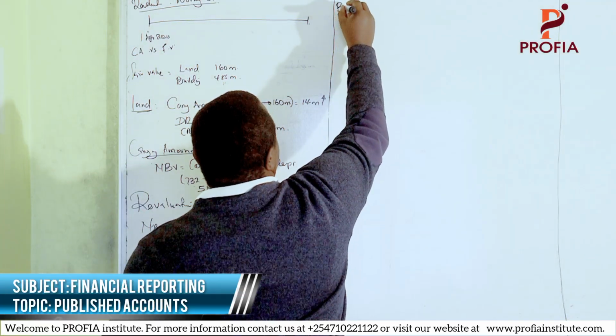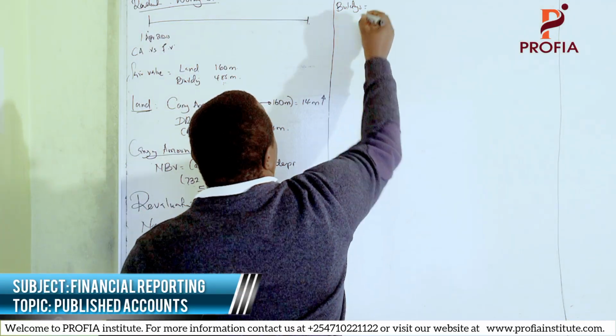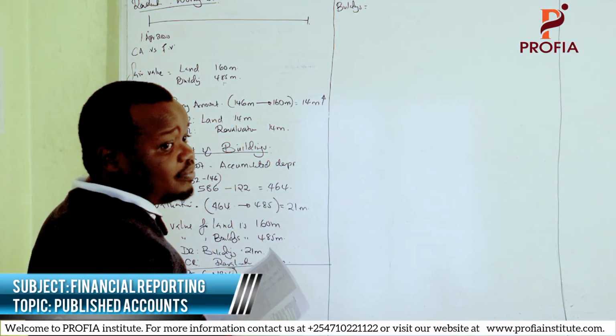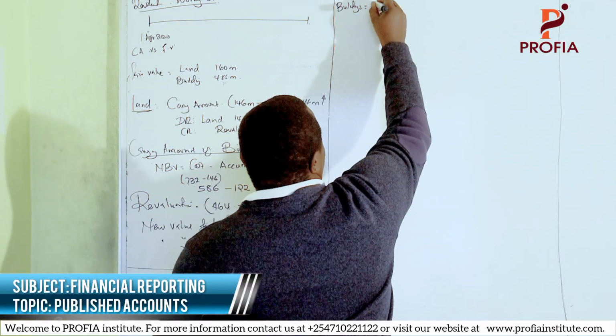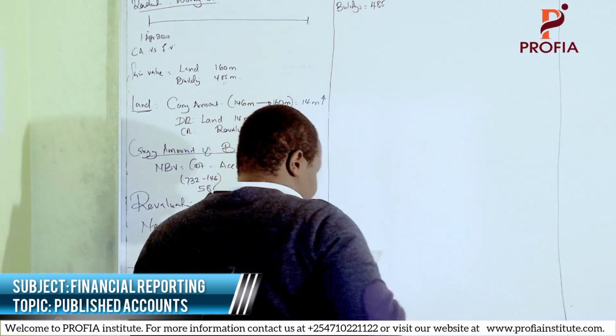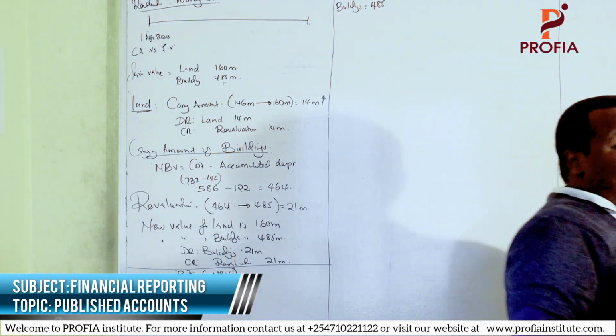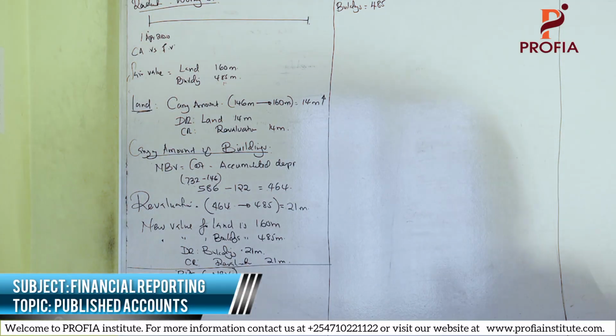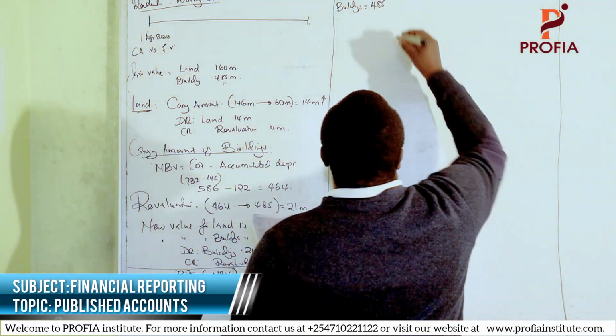We move to buildings. Our buildings at the beginning of the year is how much? 485. Our building is 485. And we assume there is no accumulated depreciation because that is the new value. Sawa. That is the new value. So there is no accumulated depreciation. And we are told that this building, we want to stay with it for the next 25 years.